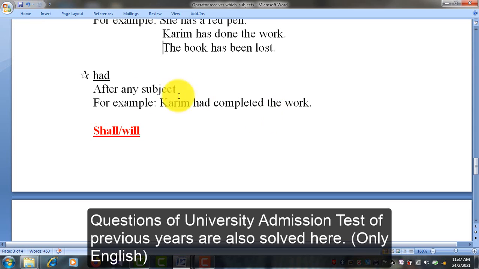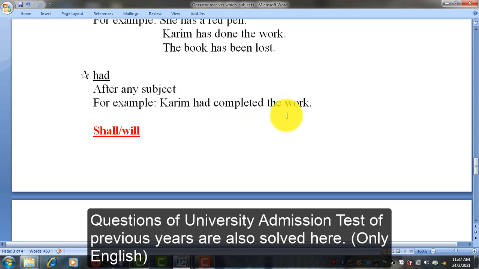Next one, the operator had. Why to use the operator had? After any subject. You can use after any subject. Okay. For example, Karim had completed the work. Look at the example. The operator had has been used after the word or subject Karim. Okay, you can use any person here, any subject here.